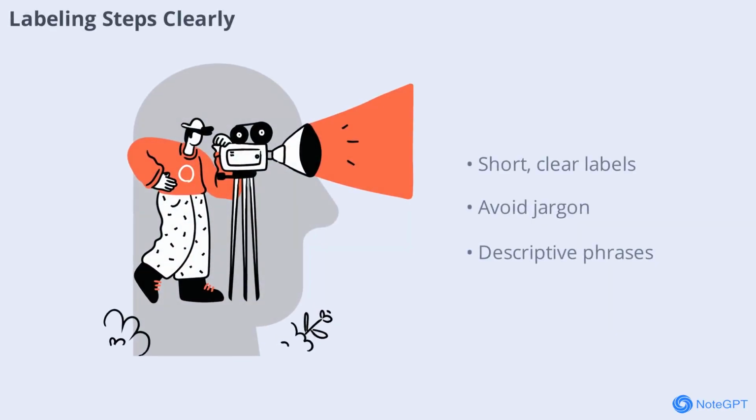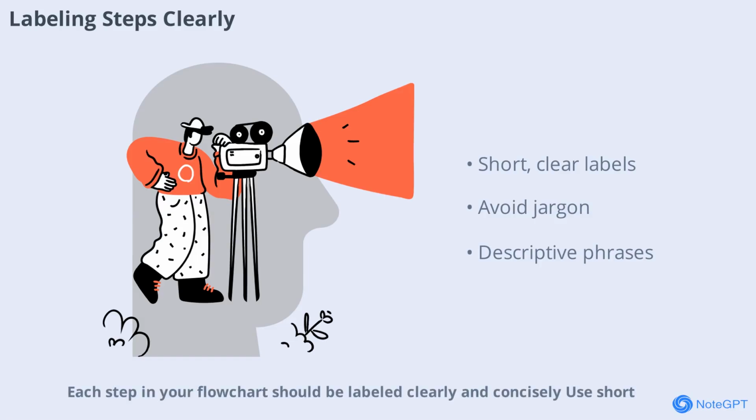Each step in your flowchart should be labeled clearly and concisely. Use short, descriptive phrases that explain exactly what happens at that point in the process. Avoid jargon or technical terms unless your audience is familiar with them. Clear labels help everyone understand the process regardless of their background.